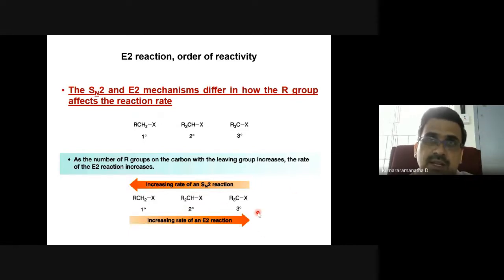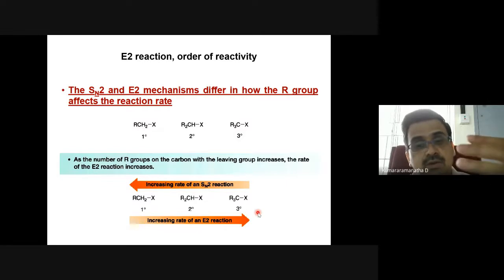Okay, so this is a very important point. You might have understood by looking at the example itself. The example is self-explanatory, but see the contrasting features between SN2 and E2.